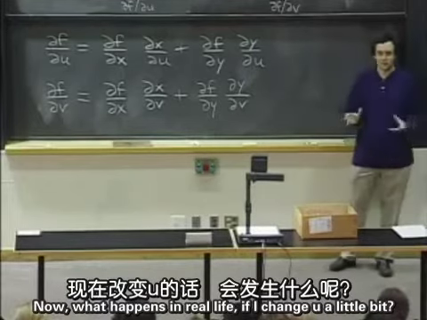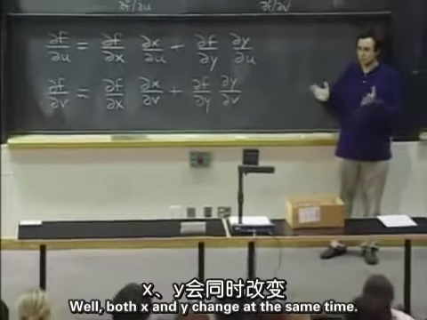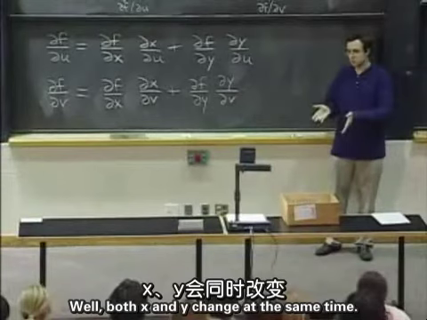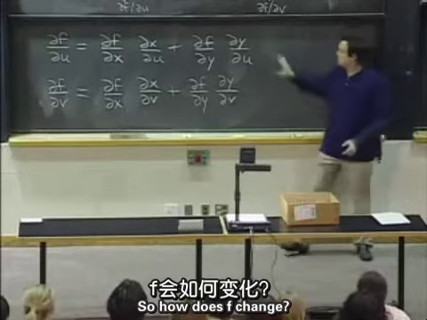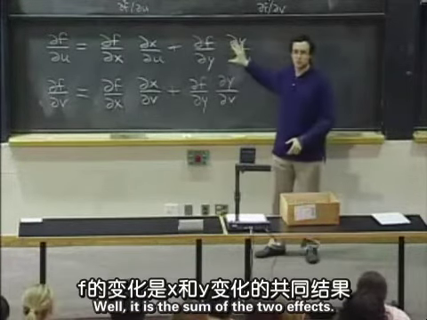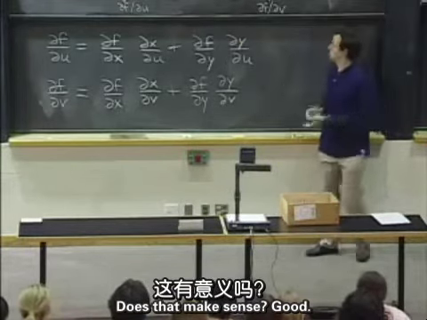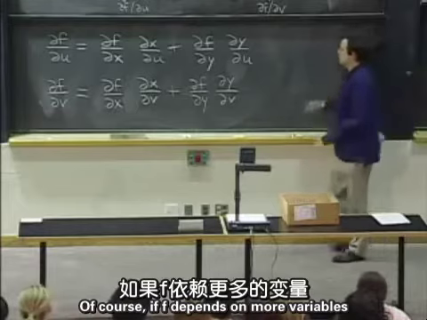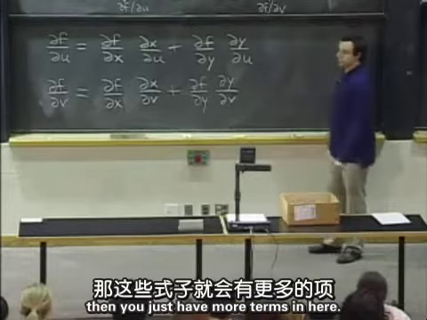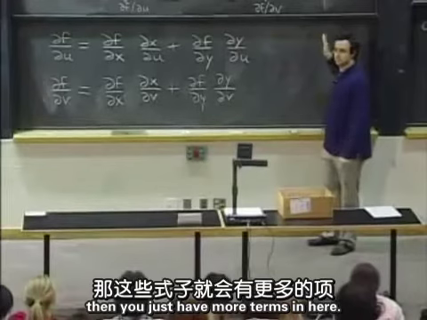Now, what happens in real life if I change u a little bit? Well, both x and y change at the same time. So how does f change? Well, it's the sum of the two effects. Okay, does that make sense? Good. Of course, if f depends on more variables, then you just have more terms in here.